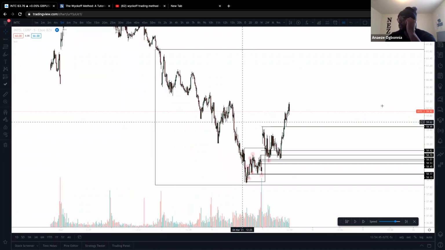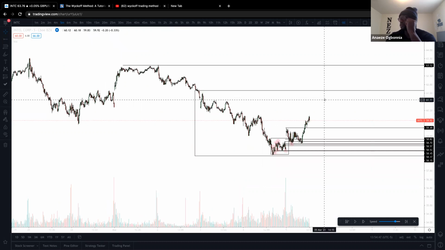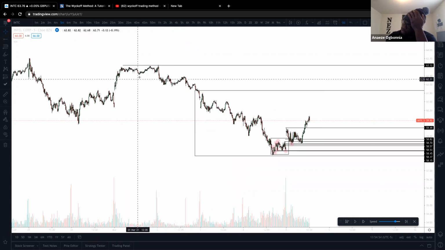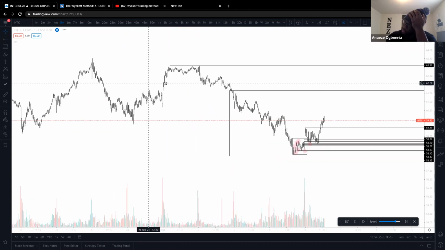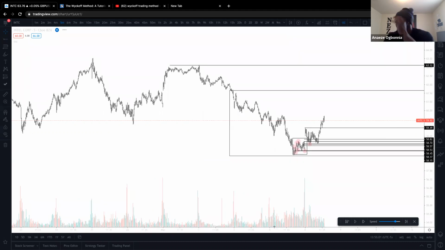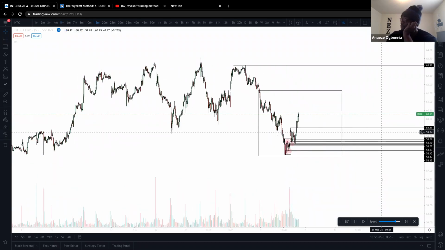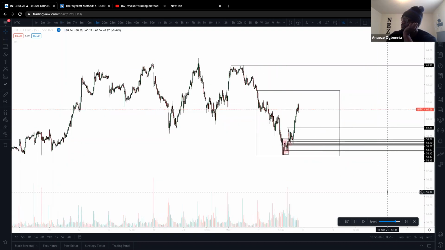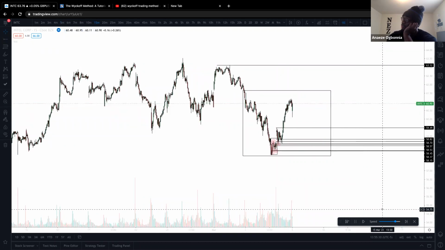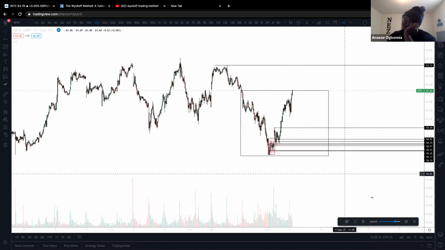Where's my target? I'm swinging to 63. I don't remember why, but I don't know. I forgot why. Oh, there's a supply zone up there. There's a supply zone up there, which is why I'm going up the road. But let's take it to 15. Just let it run. You can find more entries, you can do whatever, but I don't know.